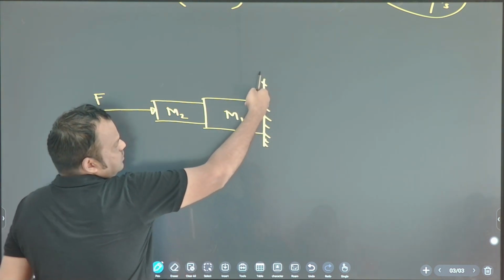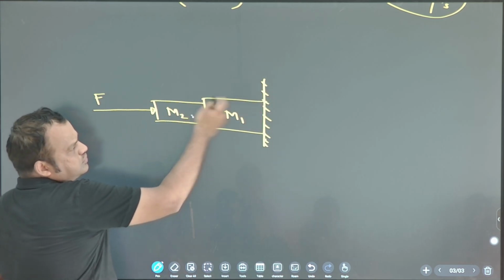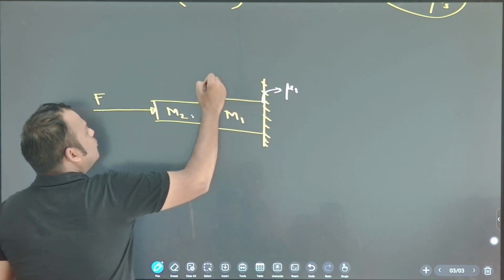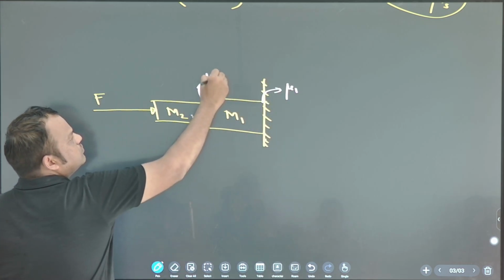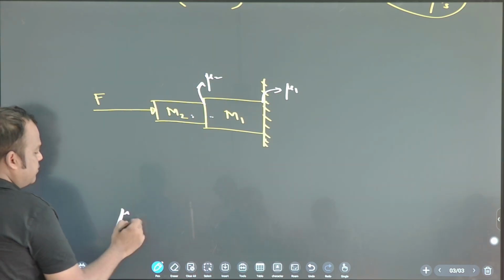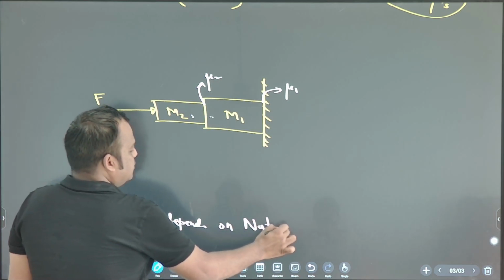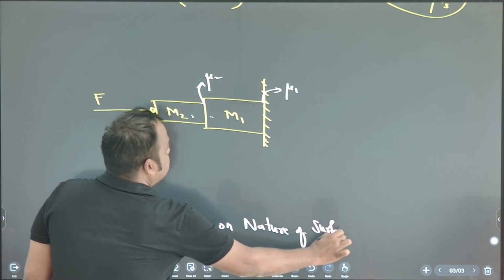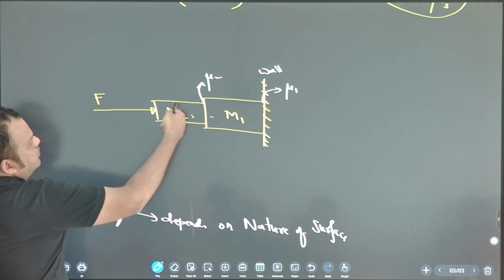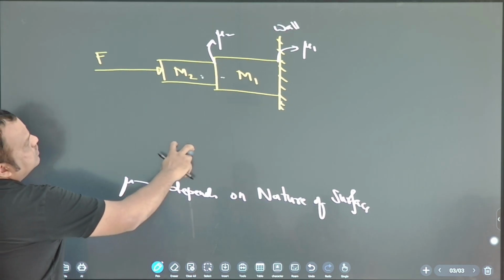Now the wall is rough and the surface between M1 and M2 is also rough. So the coefficient of friction between the wall and M1 is mu1, and the coefficient of friction between M2 and M1 is mu2. Okay, mu depends on the nature of surface. So first you understand the free body diagram.